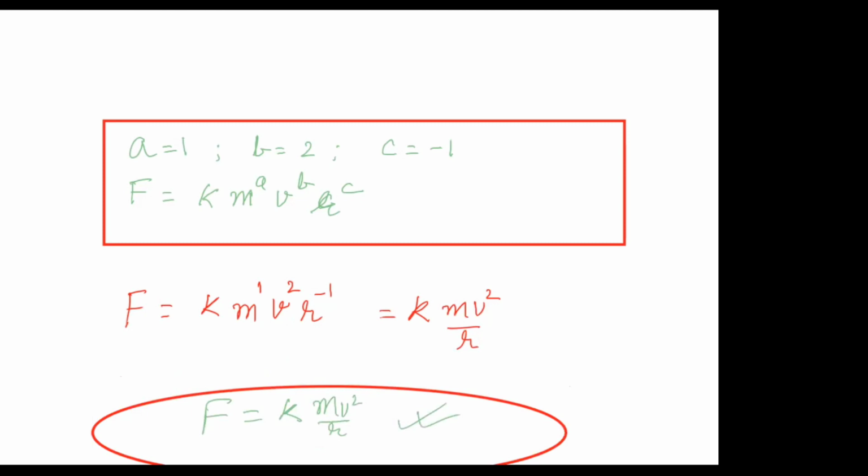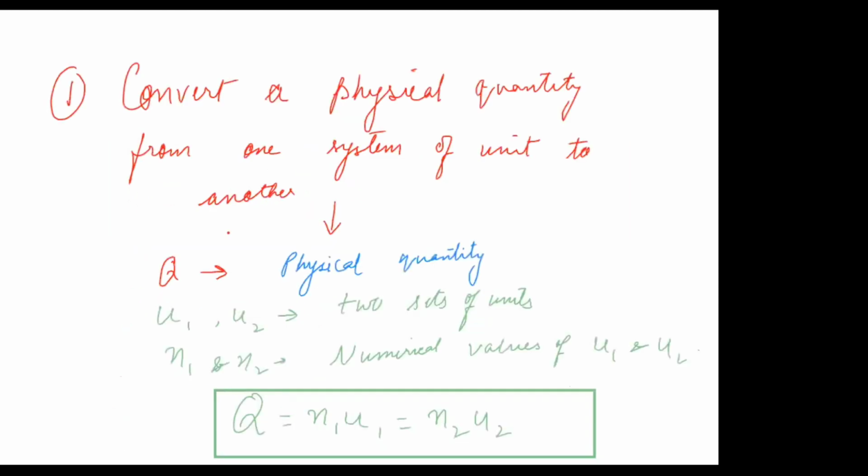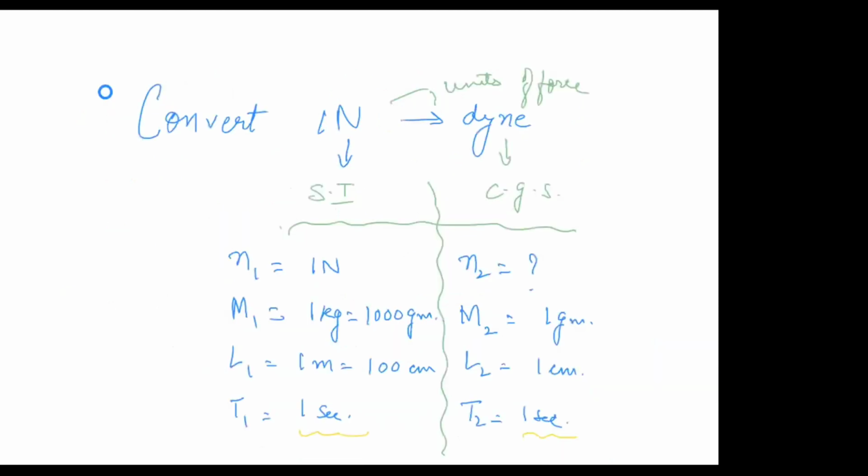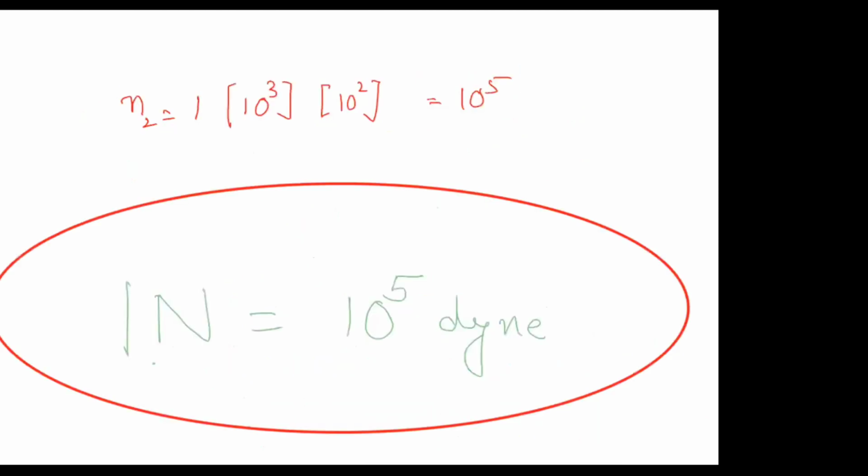Let us now review each application. The first one, we converted a physical quantity from one system of units to another. Here we took two systems of units, U1 and U2, and we converted 1 Newton into how many dyne? That comes out to be 1 Newton equals 10 to the power of 5 dyne. Conversion of one unit to another.